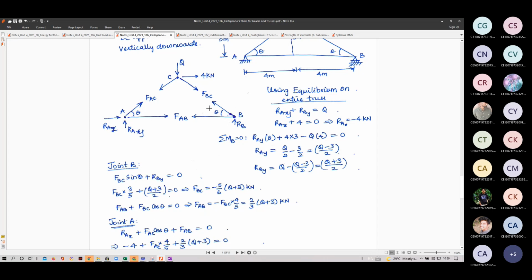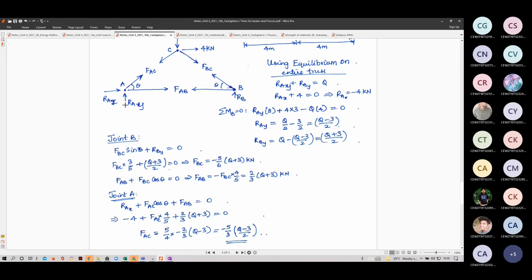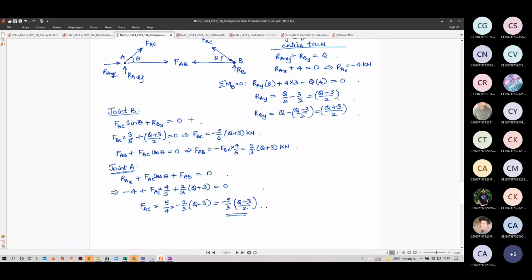Now similarly, F_BC cos theta plus F_AB is equal to 0. So F_AB will be F_BC into cos theta, which is 4 by 5. F_BC is this, substitute and find F_AB. So I've solved for two member forces. Then go to joint A or joint C, whichever, it doesn't matter. So go to joint A.